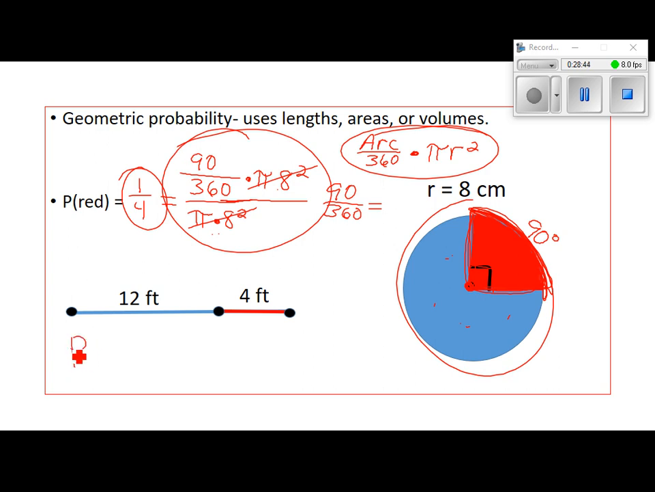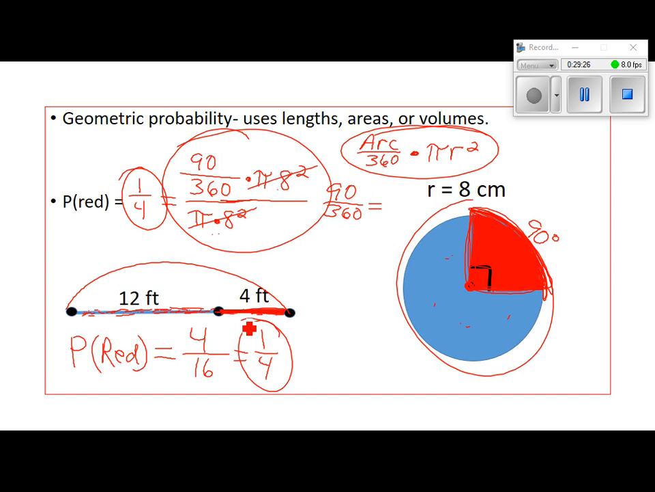How about the probability of getting red on this segment down here? What are our favorable outcomes this time? 4. That goes on top. What's our total? Be careful. 16. What's that reduced to? 1/4. So if I'm putting dots on this segment here, what's the chance that as I'm going across, you tell me to stop and I end up on the red part?